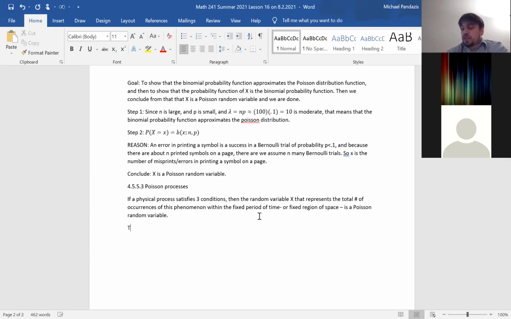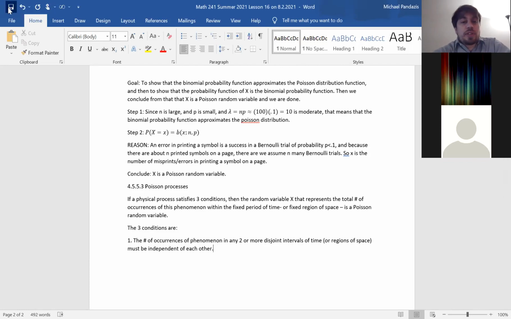Okay, so these are the three conditions. One, the number of occurrences of the phenomenon in any two or more disjoint intervals of time or regions of space must be independent of each other. So how many times a phenomenon occurs in one region of space has no effect or bearing on the number of occurrences of a certain phenomenon in a disjoint, a completely separate region of space or interval of time.